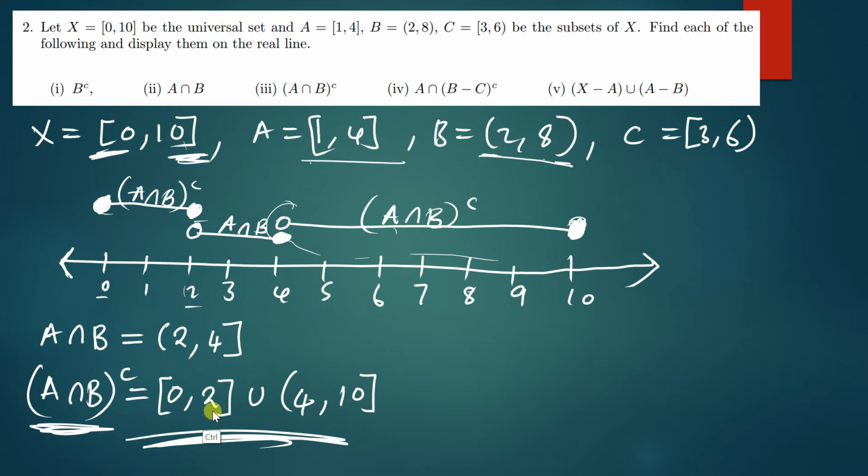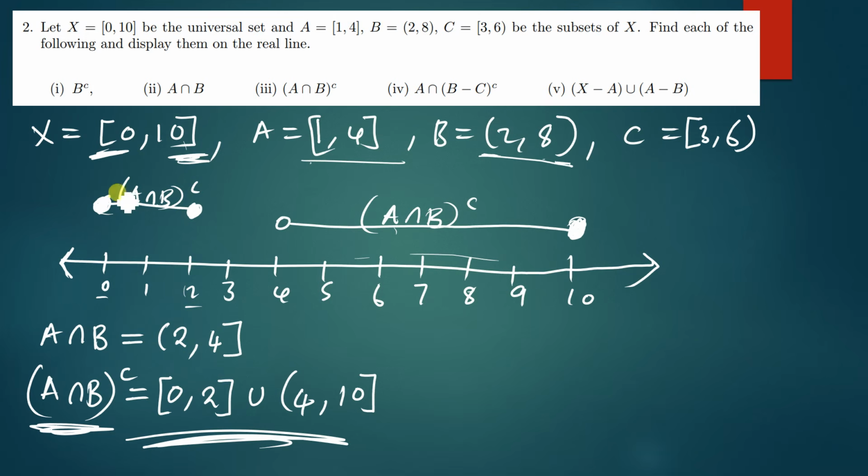How do you show this on the real line? Simple. The same way I showed you how to write it on the previous questions. That's the same way you do it. So you just say A intersection B complement. So this is the solution. There's nothing other than this.